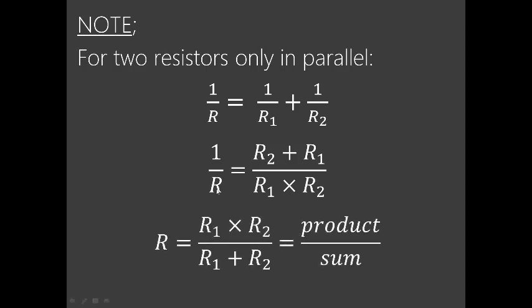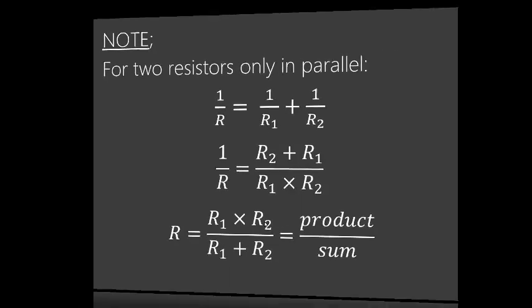Now, if you get the reciprocal of this, that means when this goes up and this comes down, this will also go up and this part will come down. So we'll have now the product up and the sum down. Therefore, for two resistors, if you want to get the effective resistance, if they are in parallel, just get the product over the sum.